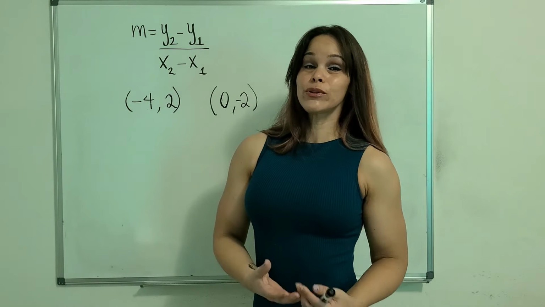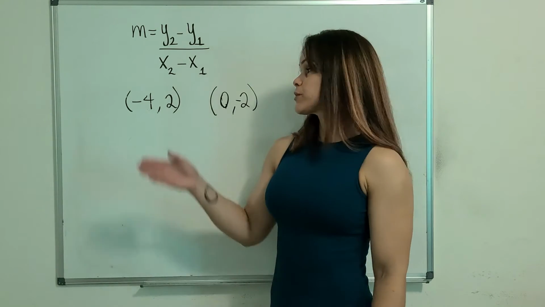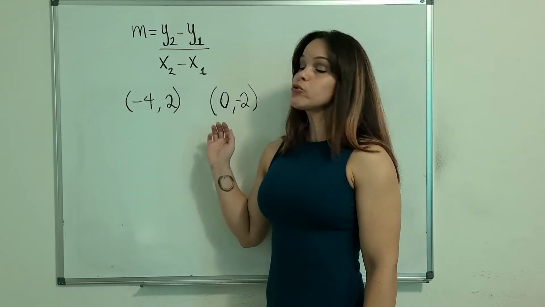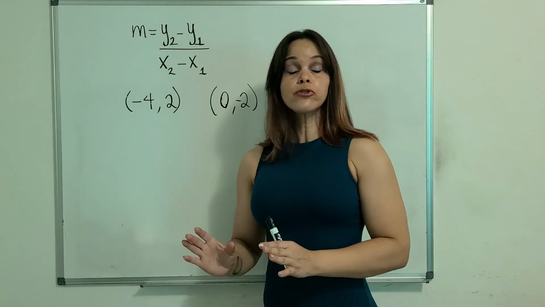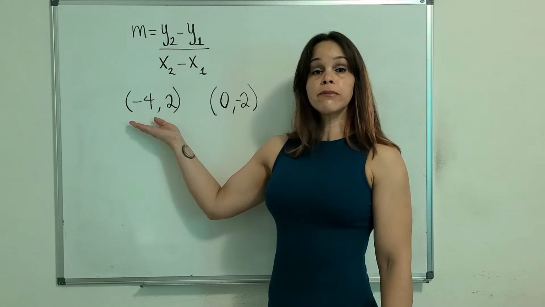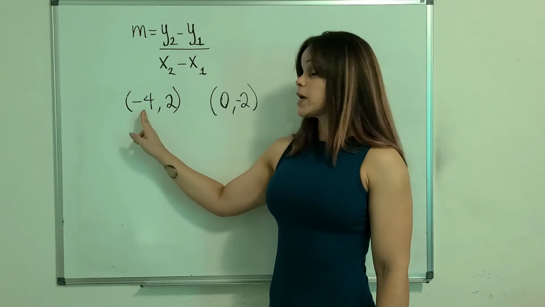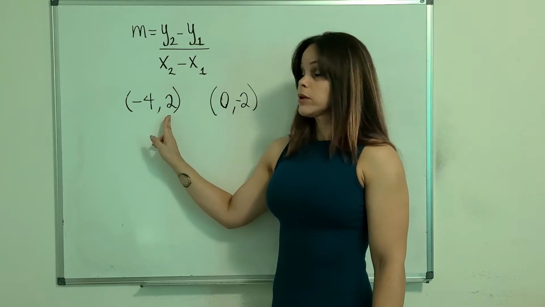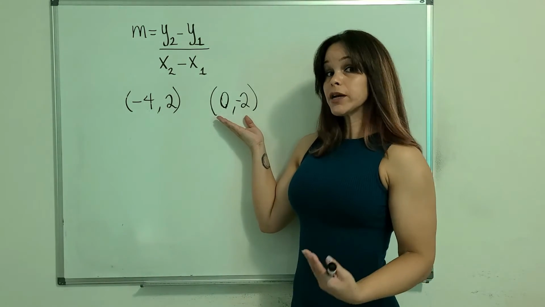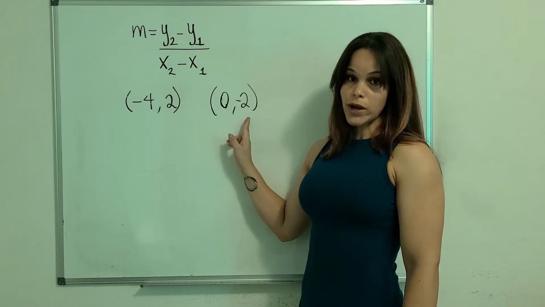Now that we reviewed the formula for the slope, how do we apply it? Given 2 points, when I need to find the slope, I just need to assign which point is going to be the first one and which point is going to be the second one. If I decide that this is going to be my first point, then this x coordinate and y coordinate is going to be the x sub 1 and y sub 1. For this point, which is going to be my second point, then these x and y coordinates are going to be x sub 2 and y sub 2.